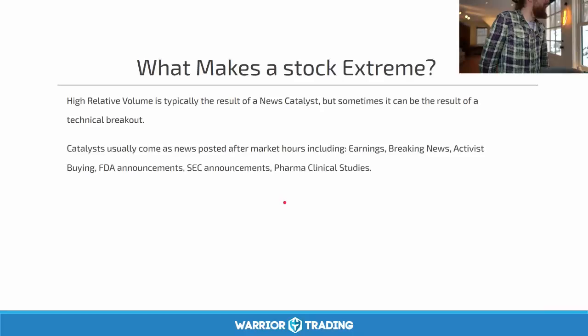So what makes a stock extreme? High relative volume is typically the result of a news catalyst, but sometimes it can be the result of a technical breakout. News catalysts can come in the form of earnings, breaking news, activist investors buying, FDA announcements, SEC announcements, pharmaceutical clinical trials, clinical studies, things like that.